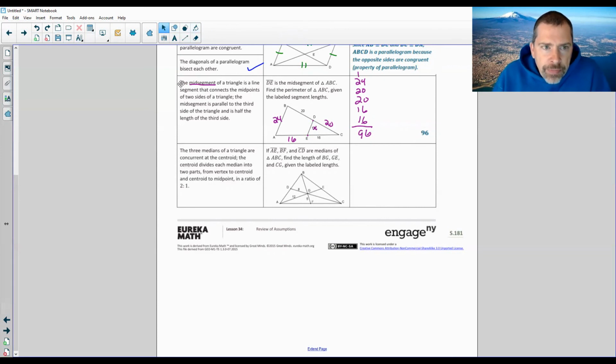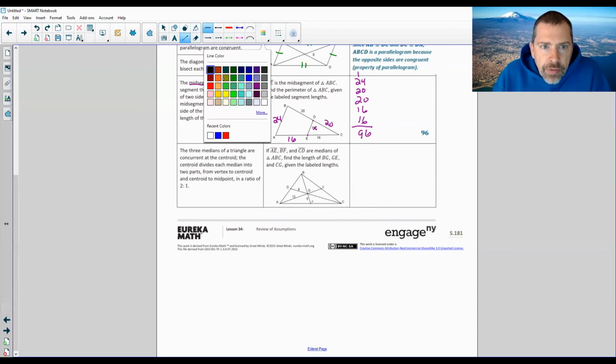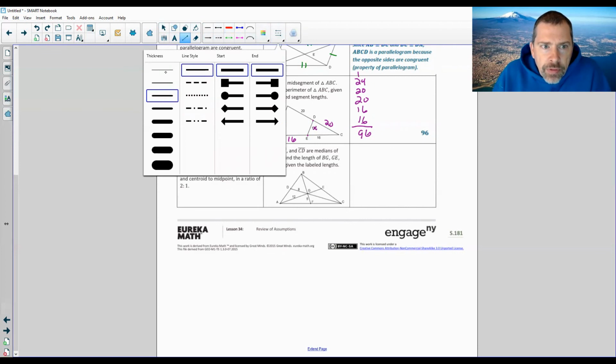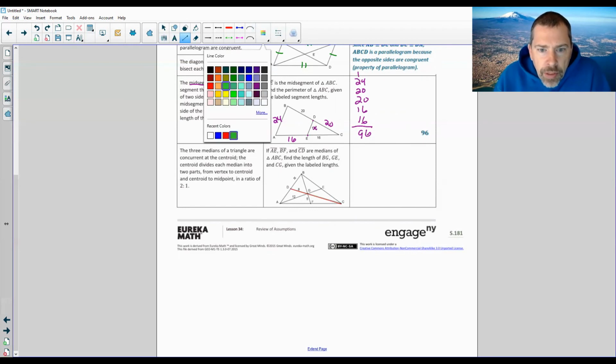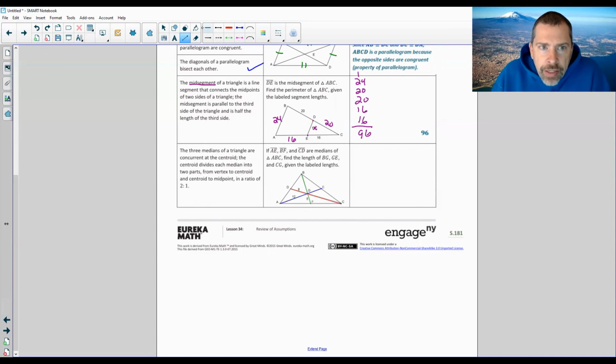Remember what a median is. A median is a segment that goes from the vertex of a side to the midpoint of the opposite side. So there's a median. Vertex B goes down to midpoint F, midpoint of AC. And finally, start at angle A, go to the midpoint of BC, which is E. They all intersect at the same location. All three intersect at that, okay?